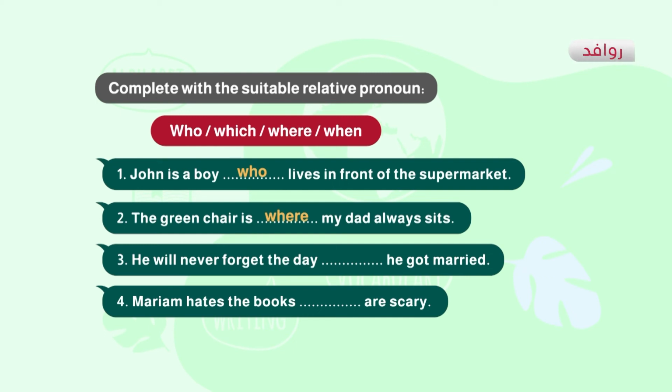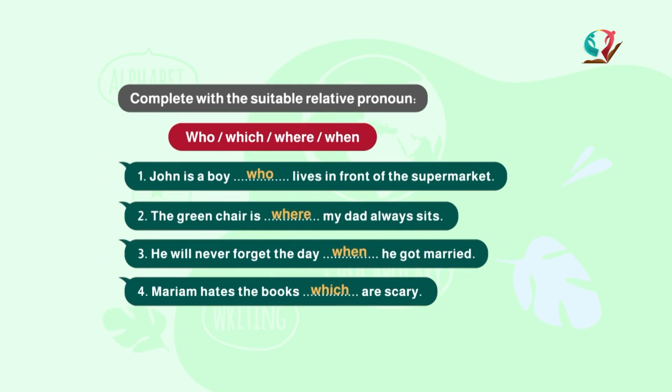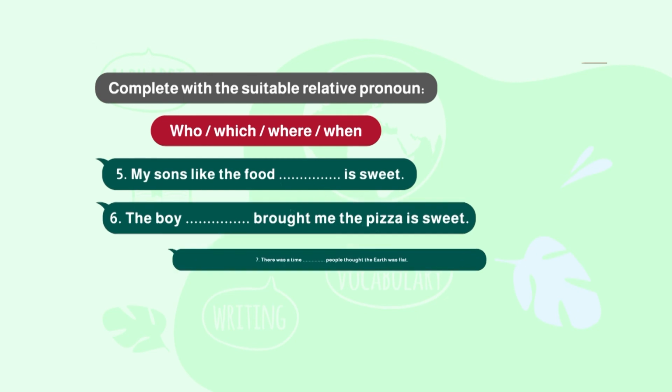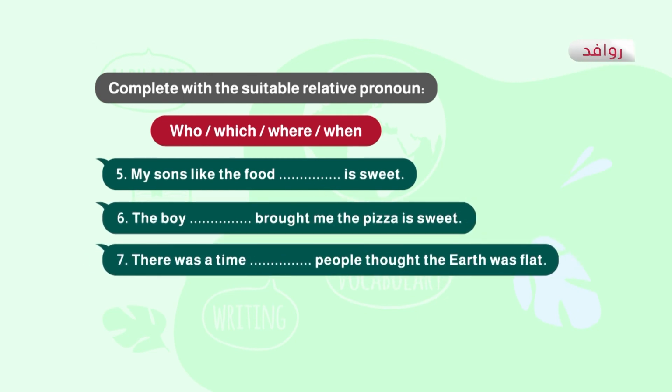Number 3. He will never forget the day, space, he got married. He will never forget the day when he got married. Number 4. Mariam hates the books, space, are scary. With books, we use which. That's right. Number 5. My sons like the food, space, is sweet. Here also the food is a thing, so we use which. My sons like the food which is sweet.